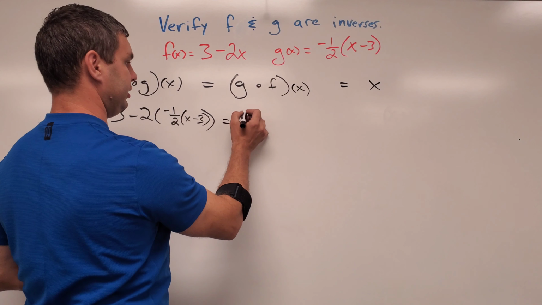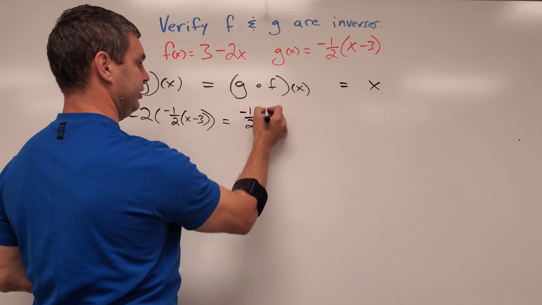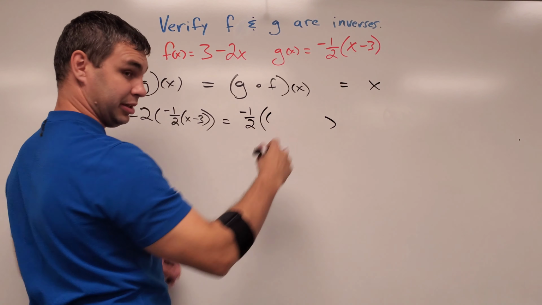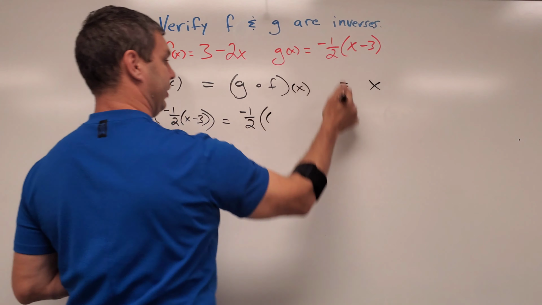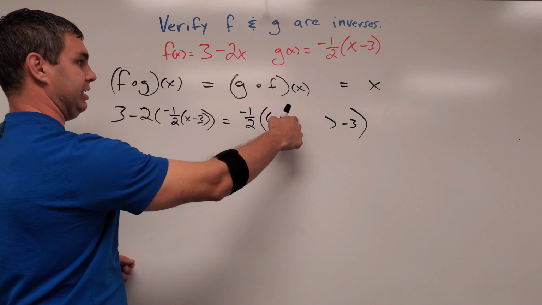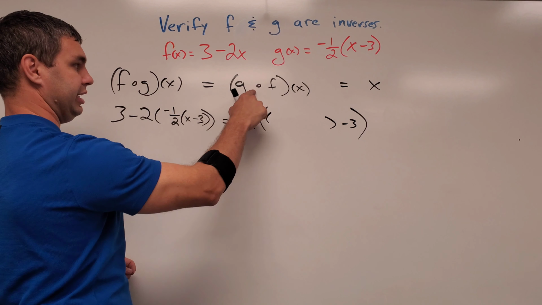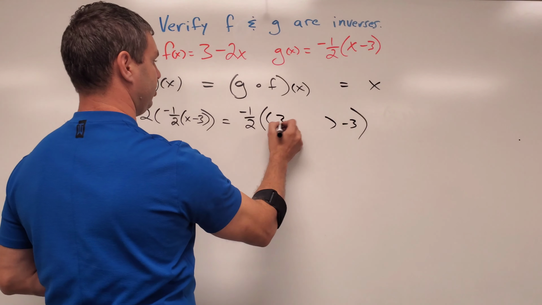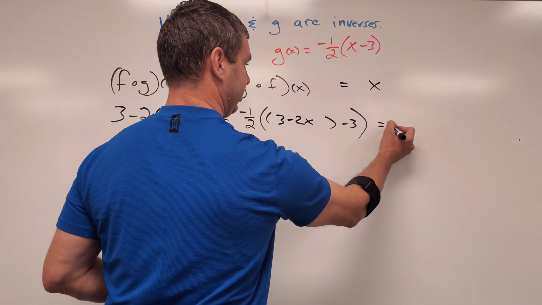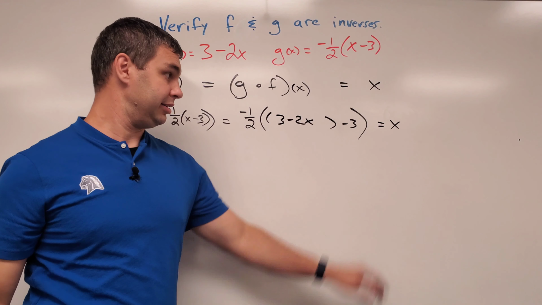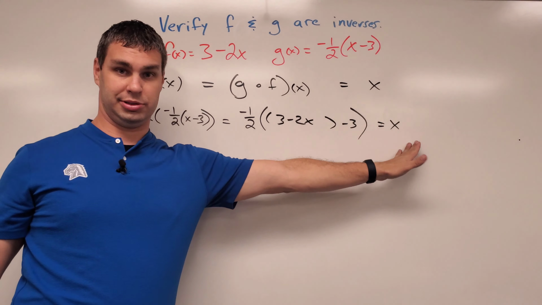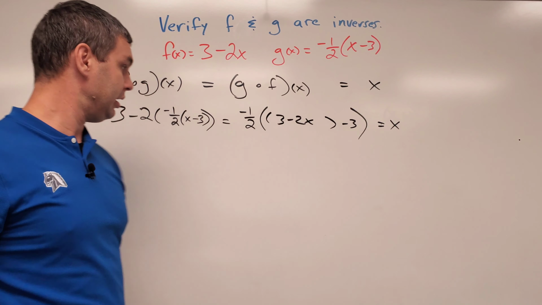And here the g function is negative 1/2, and in parentheses, I'm going to leave an open parenthesis for my x there, minus 3, and then we'll finish that out with a closing parenthesis as well. In that open parenthesis, I'm going to put the f, because it's g of f, and the f function is 3 minus 2x. Now, all these things should be equal to x when we are done. So this kind of third equation, if three things are equal to each other, it should just stay x all the way down.